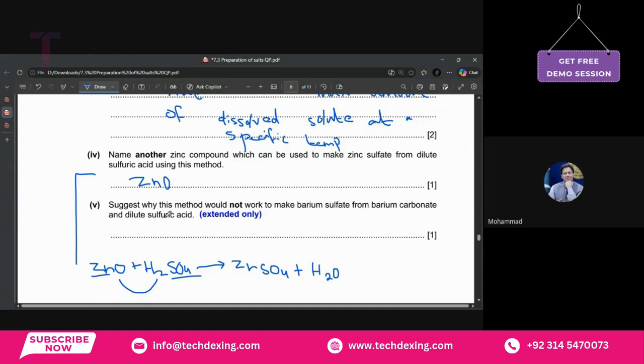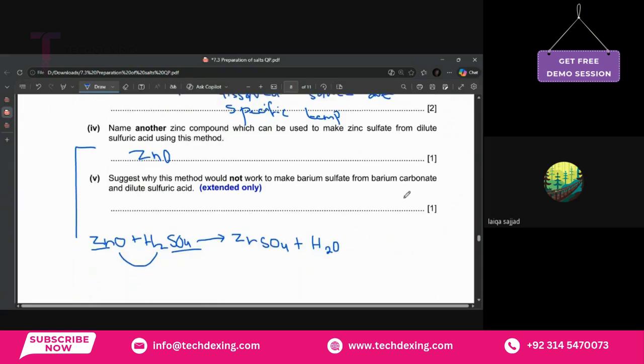Yes, it is insoluble. Yes, very good. Because barium sulfate is insoluble. So when barium carbonate starts reacting with the sulfuric acid, we can say that a layer of insoluble barium sulfate will form on the surface of the solid barium carbonate. So this crust, like that layer, it will coat the remaining carbonate and it will prevent the acid from reaching it. So as a result, the reaction stops immediately and we cannot obtain a high yield of the product. That's the reason. Clear?